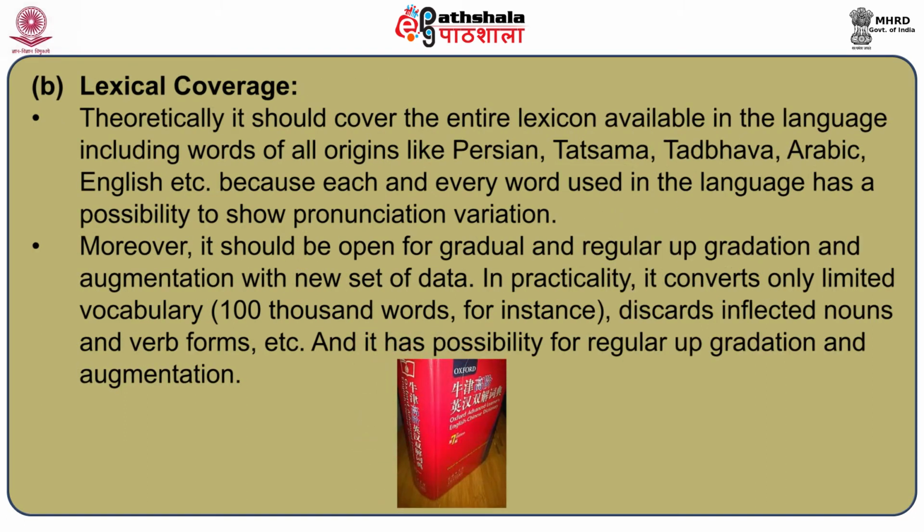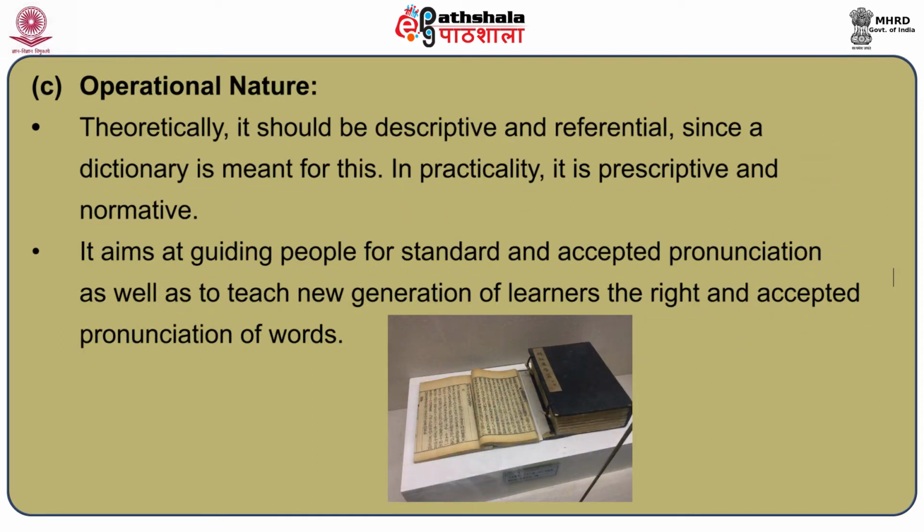Lexical coverage. Theoretically, it should cover the entire lexicon available in the language, including words of all origins like Persian, Tatsama, Tadbhava, Arabic, English, etc., because each and every word used in the language has a possibility to show pronunciation variation. Moreover, it should be open for global, gradual and regular upgradation and augmentation with a new set of data. In practicality, it covers only a limited vocabulary, say 100,000 words for instance, and discards inflected forms, etc. And it has the possibility for regular upgradation.